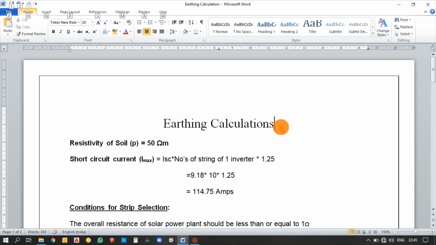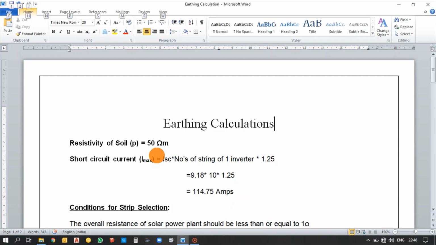Hi guys, let's see the earthing calculation and how many earth bits are required for a solar power plant. I am considering it for a DC site. The first thing is to note down the soil resistivity. This is quite important for an earthing calculation. After measuring the resistivity of the soil, we obtain the soil resistance. So note down the soil resistance and go for the short circuit calculation.